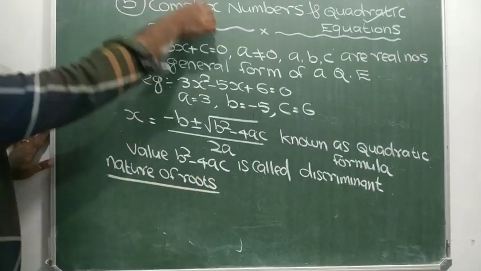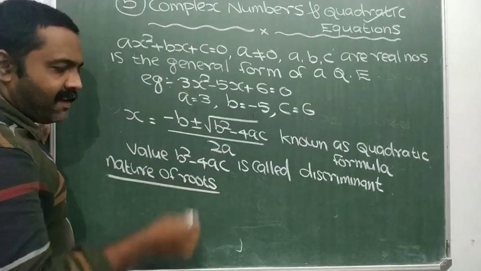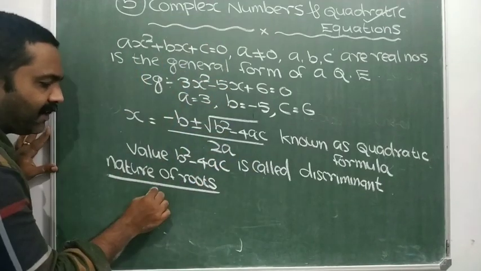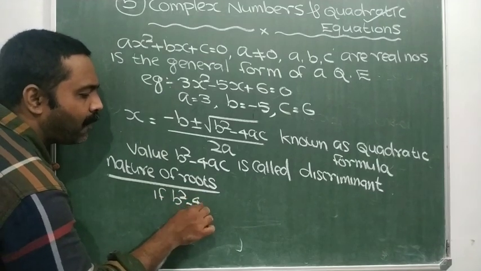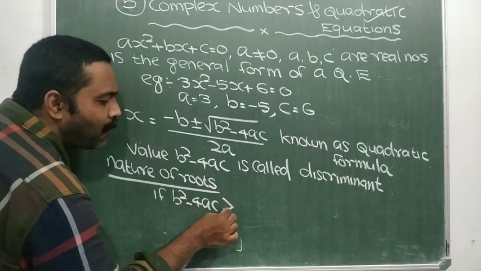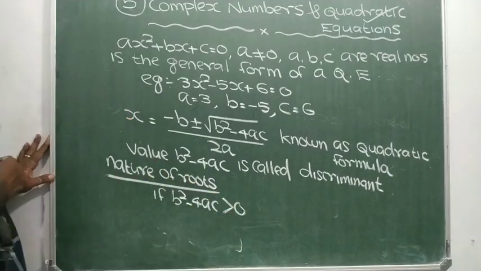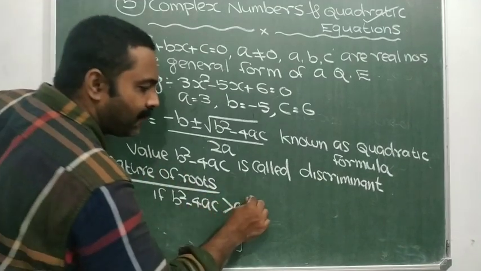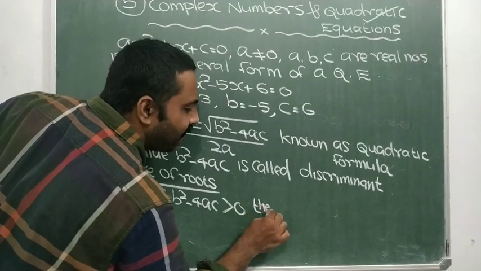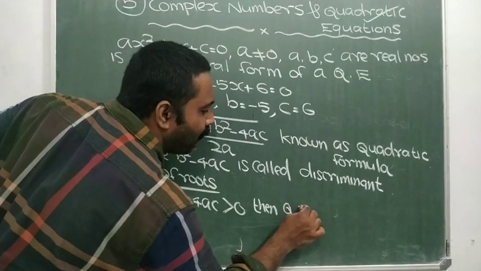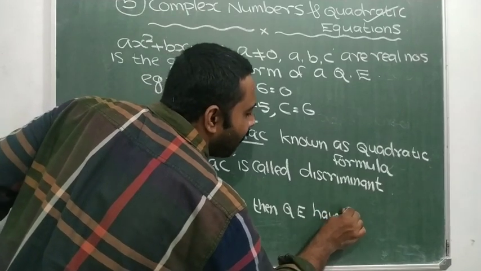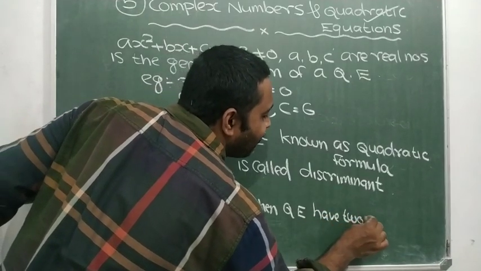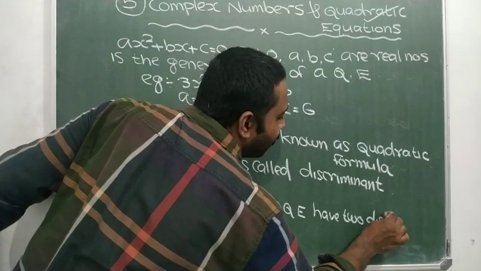These are already learned in 10th standard. Nature of roots: b square minus 4ac, the value of the discriminant greater than 0, then the quadratic equation has two distinct real roots.